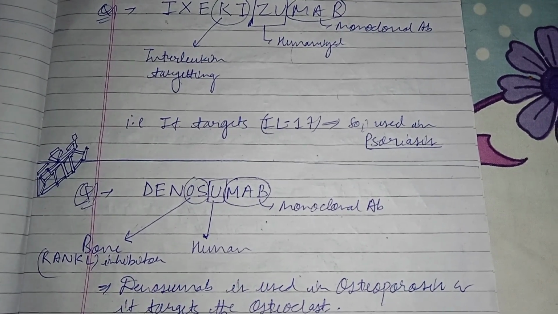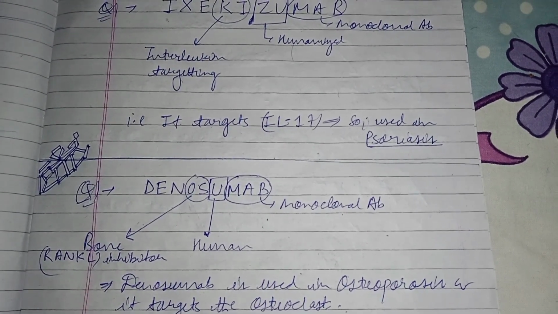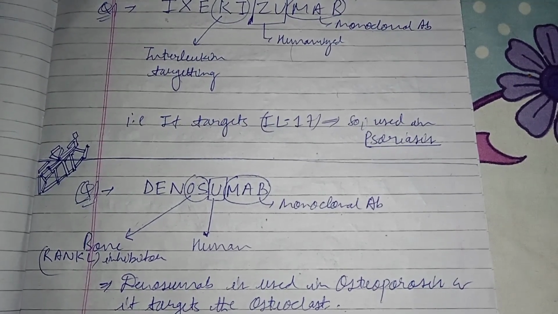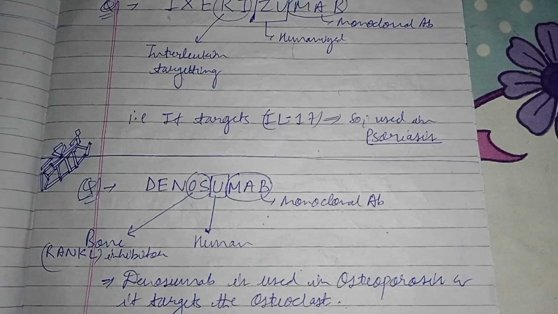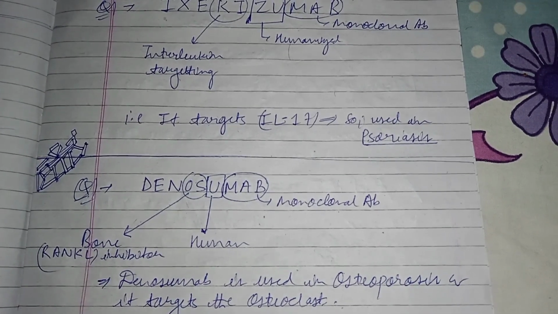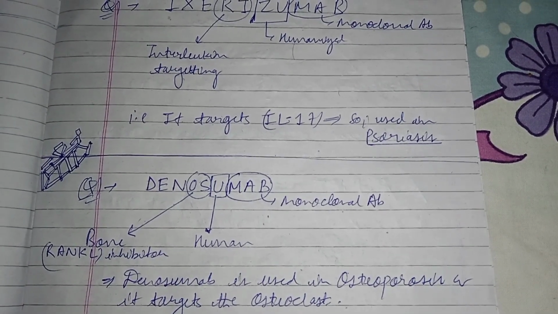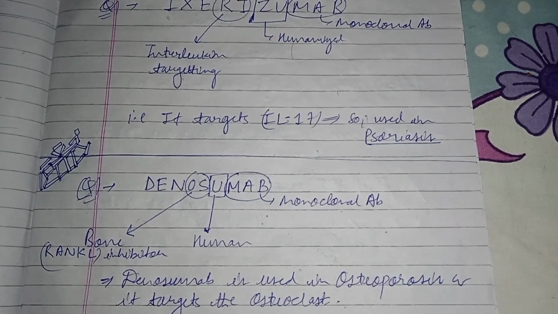It is a RANK L inhibitor. So denosumab is used in osteoporosis and it targets the osteoclast. You already know that. And what are osteoclasts? The macrophages of the bones. Okay, so let's look at the other example too.